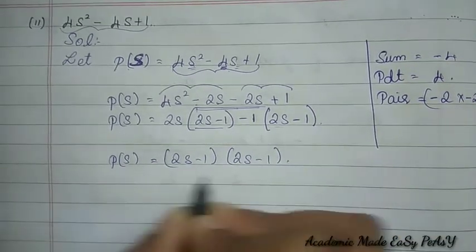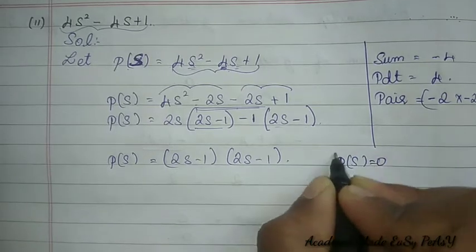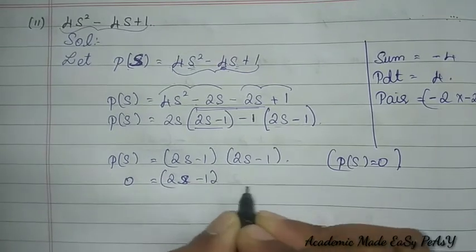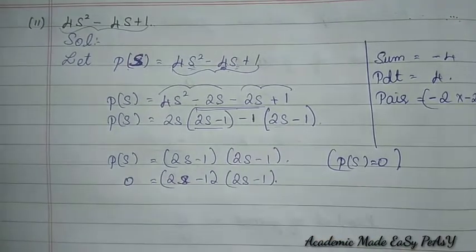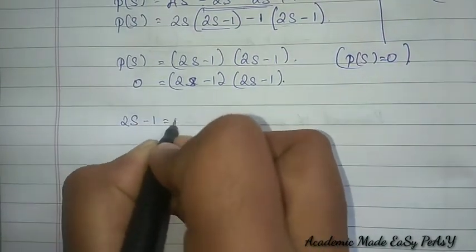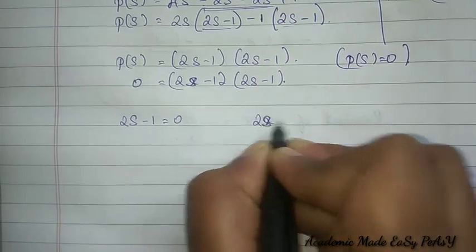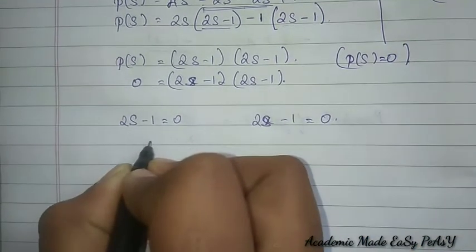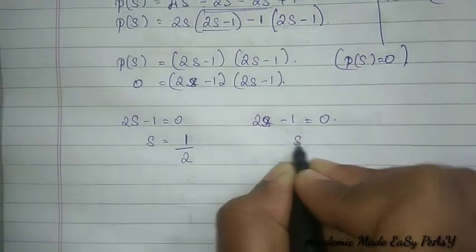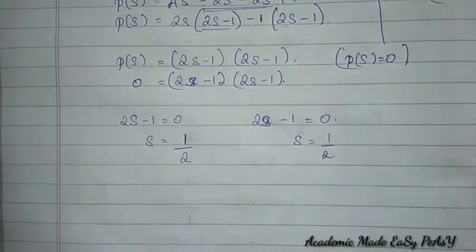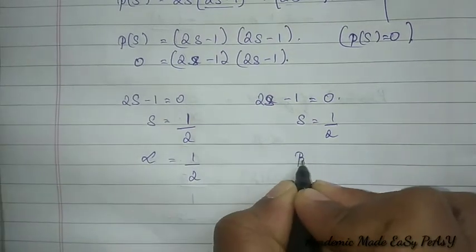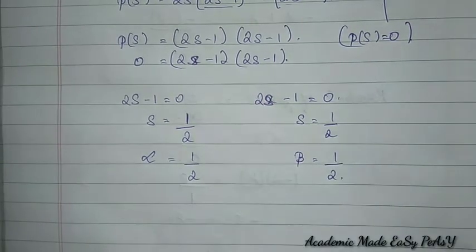So now I will take my p of s is equal to 0. So 0 is equal to 2s minus 1, 2s minus 1. So therefore I will have 2s minus 1 is equal to 0, 2s minus 1 is equal to 0. So s is equal to, I will take this side, 1 by 2. s is equal to 1 by 2. So now let this be alpha. So alpha is equal to 1 by 2 and my beta is equal to 1 by 2.